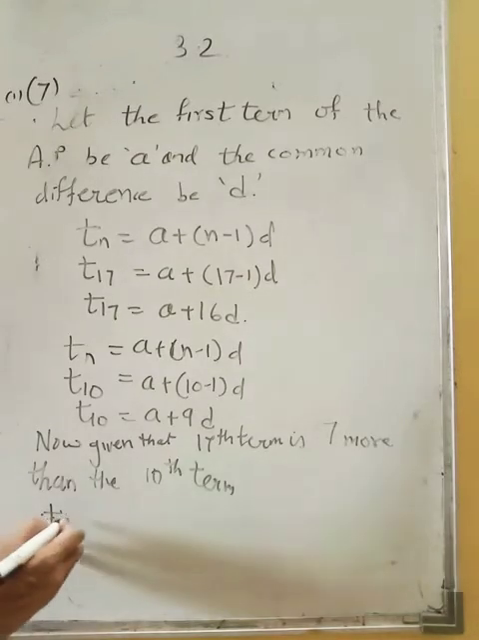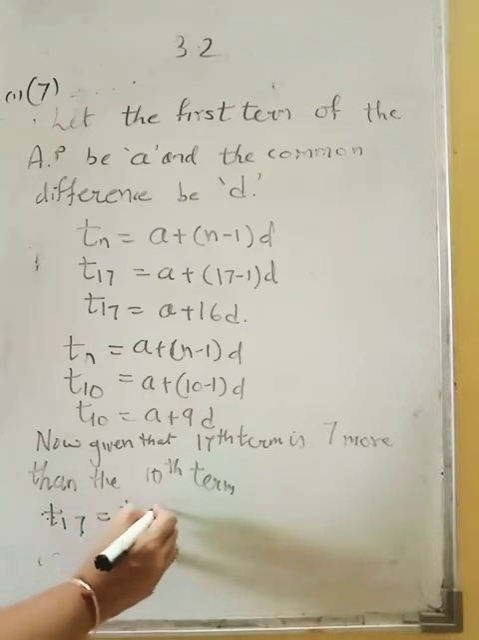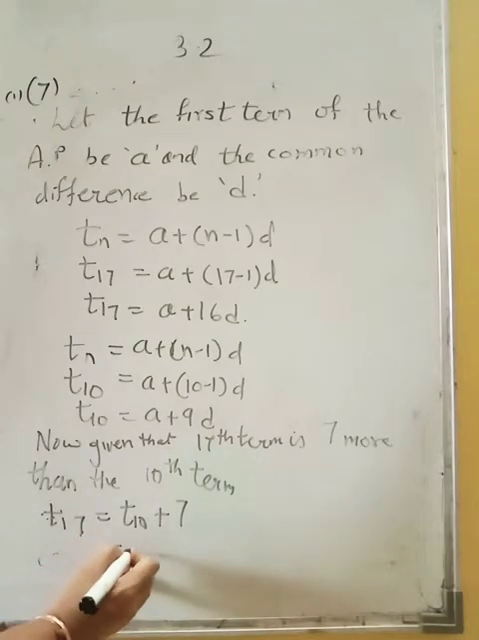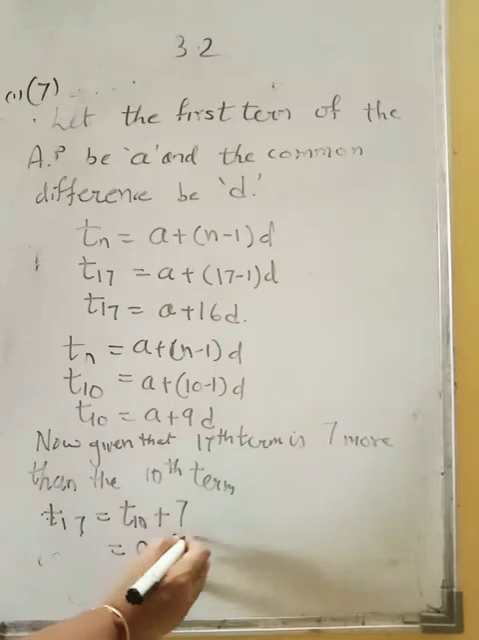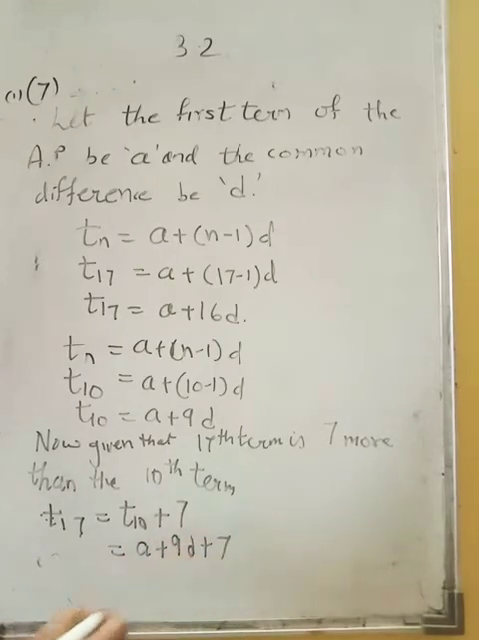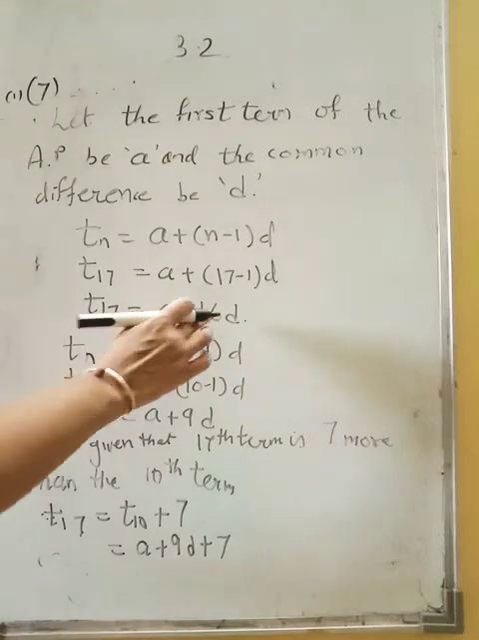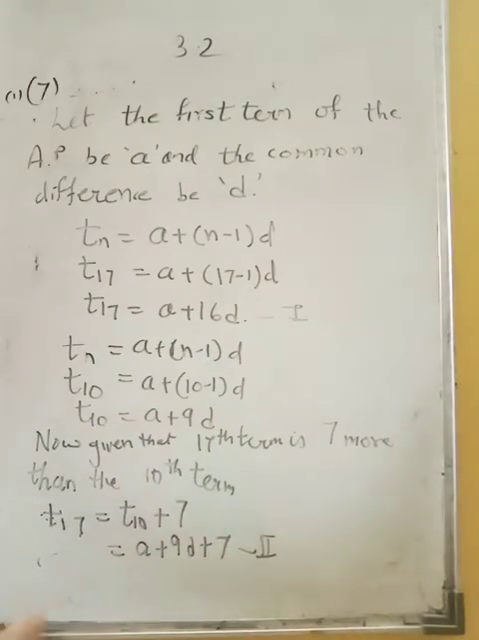So T17 is equal to T10 plus 7, right? And T10 is what? a plus 9d. So a plus 9d plus 7. But we are given that it is a plus 16d. So I will compare this and this, 1 and 2.